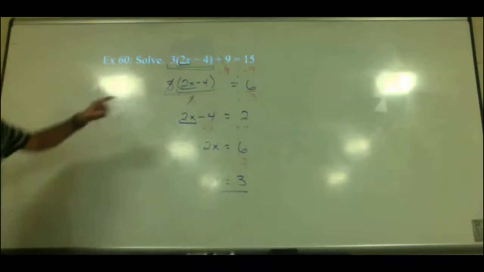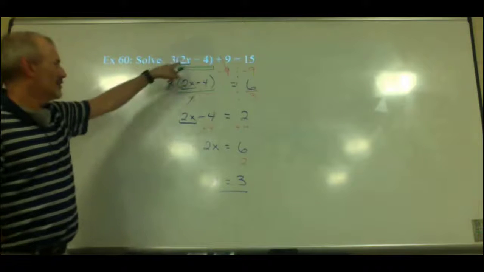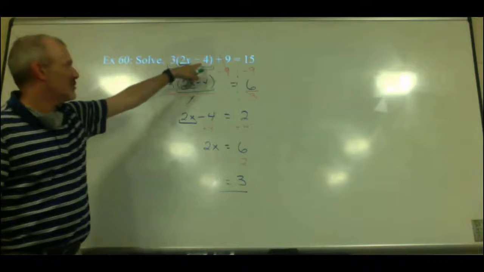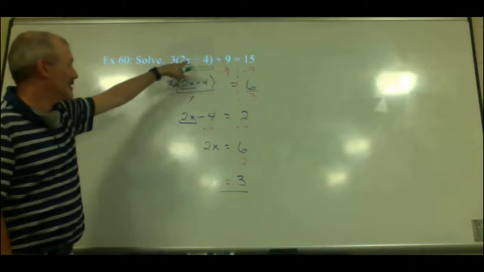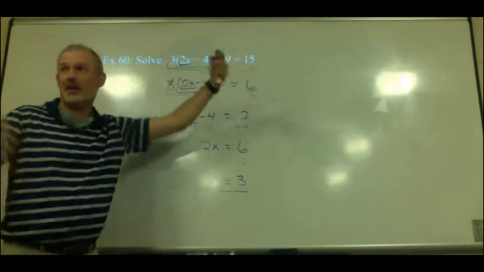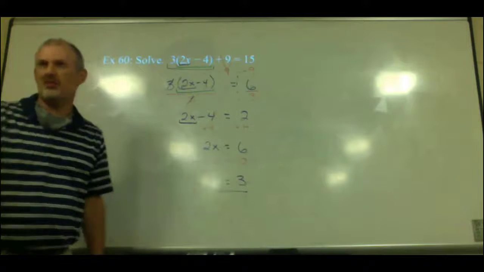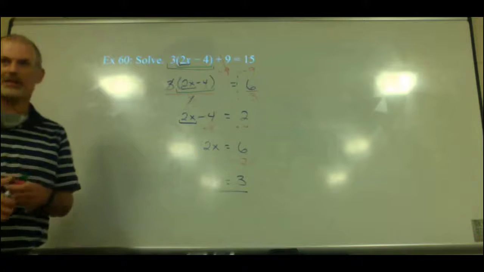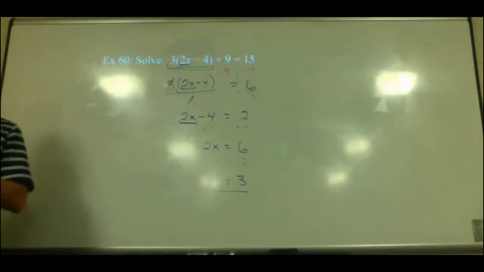And again, if we want to go back and check, 2 times 3 is 6. 6 minus 4 is 2. 3 times 2 is 6 again. 6 plus 9 is 15, and it checks out. And again, you can use a calculator to check that pretty easily. Now, I realize that one got a little bit longer, right? That one was 4 steps. Are we okay with that one? Do we have any questions on it?